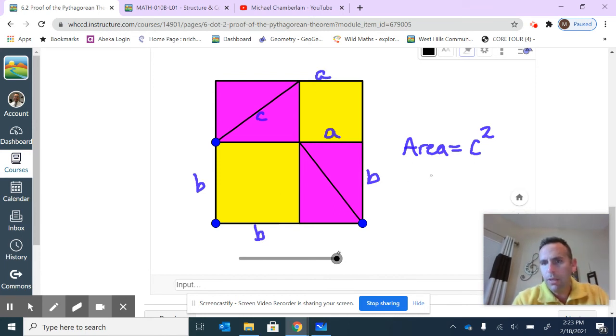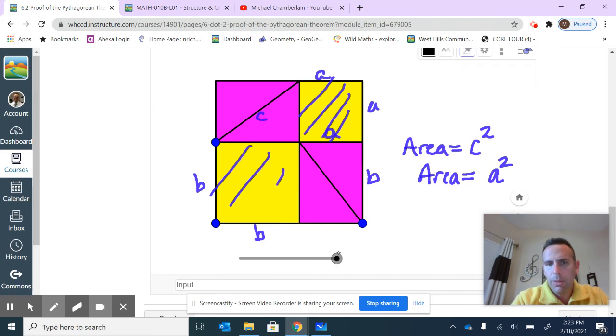So we have a different area, right? But it's still the same yellow area, but it's defined differently. It's made from a squared, a times a, right? That's this region here. And then it's also b times b, which is b squared, and it's the sum of those two. So it's a pretty cool proof of that.